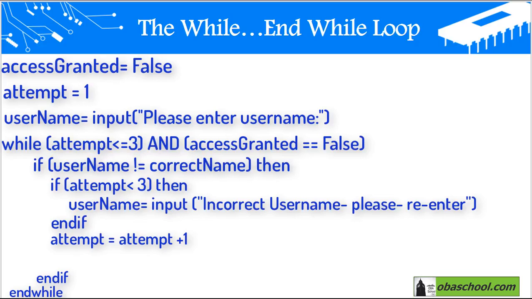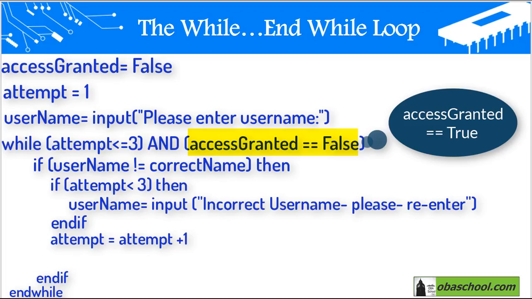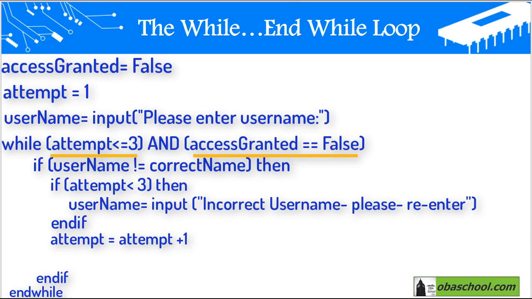Suppose from the third attempt, when while condition was attempt, which is 3, was less than or equals 3, this condition was true, and access granted was equal true. So the while loop will not work since not both of the conditions are true. So we will go to else and put the access granted equals true and put end if and end while, and here the program will stop working since now the user has access to his account.